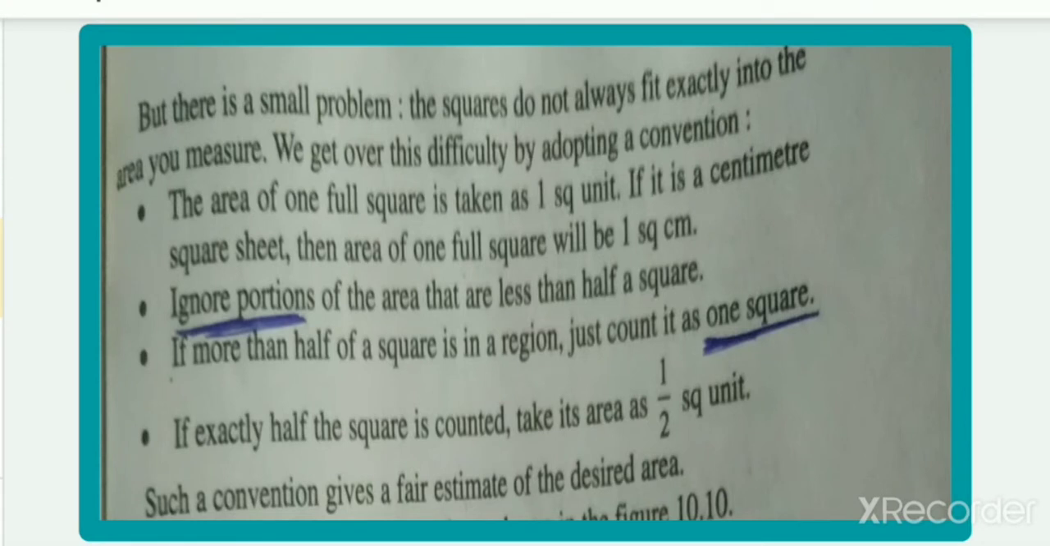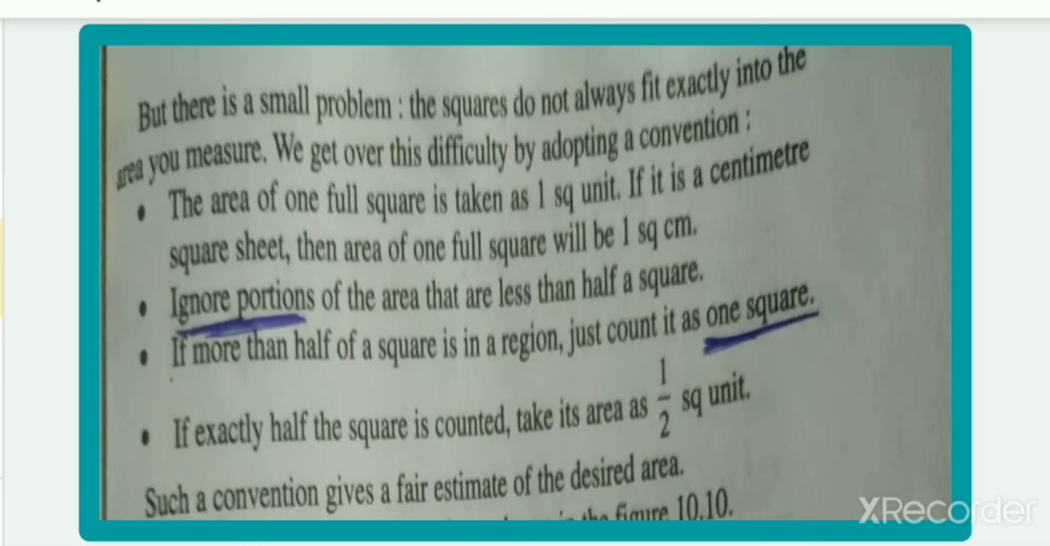So first, there is a small problem. The squares do not fit exactly into the area you measure, right? We get over this difficulty by adopting a convention. These are the points which are very important and will help you in this exercise.